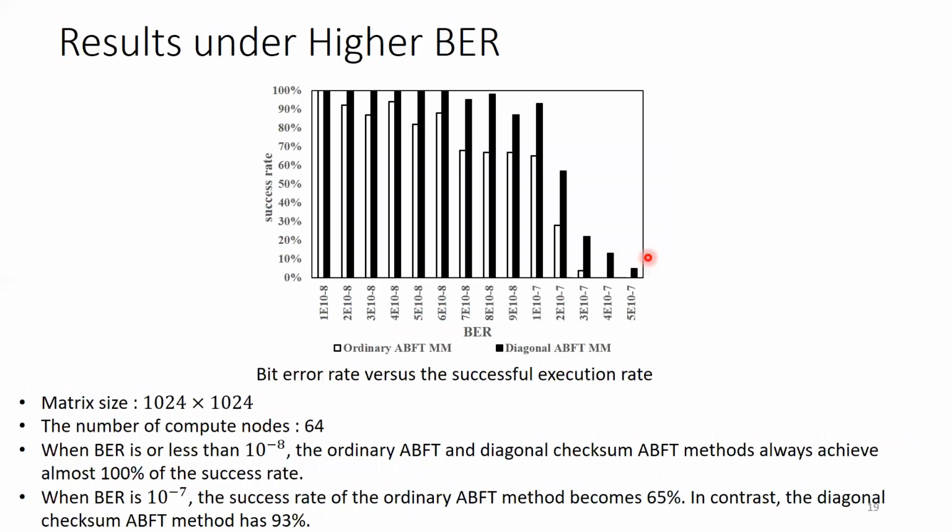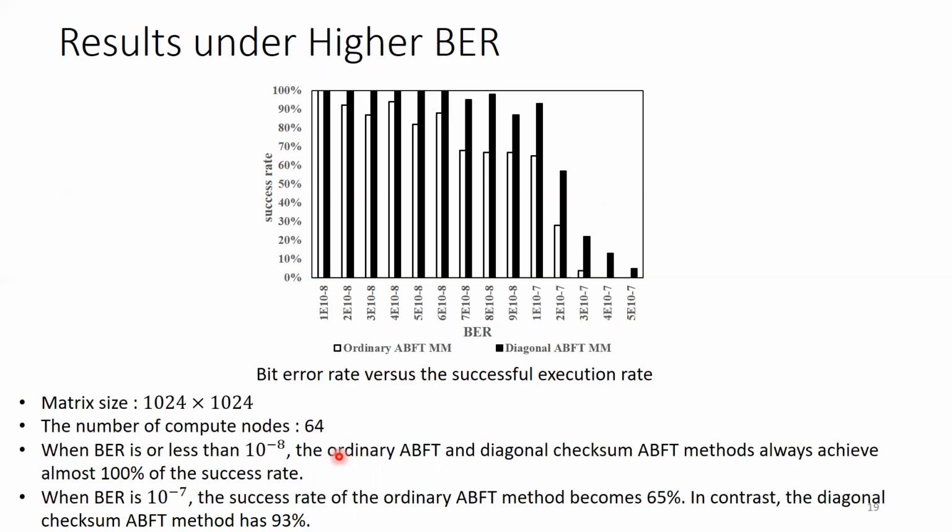This figure shows the success rate of transmission under different bit error rates. If all errors are detected and corrected without retransmission, we count each ABFT method as a success. Matrix size is 1024 by 1024. The number of computer nodes is 64. When the bit error rate is less than 10 to the power of -8, the ordinary ABFT and the diagonal checksum ABFT method always achieve almost 100% success rate.